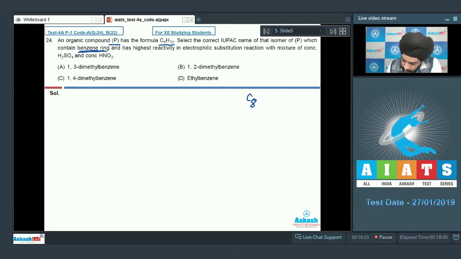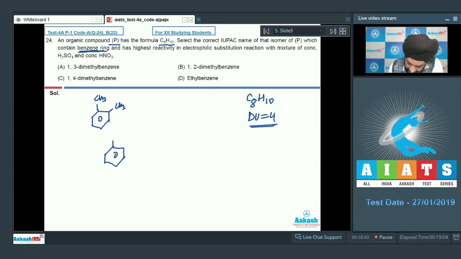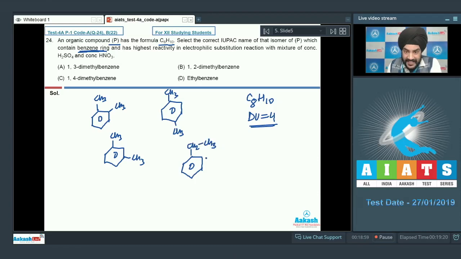If we talk about the DU, C8H10 has a DU equal to 4, which means that all the DU has been consumed in the benzene ring itself. So we can have xylenes. We can have the orthoxylene, we can have the metaxylene, and we can have the paraxylene as well. And in addition to the xylenes, we can also have ethyl benzene. So these are the 4 benzene based isomers of the hydrocarbon P.